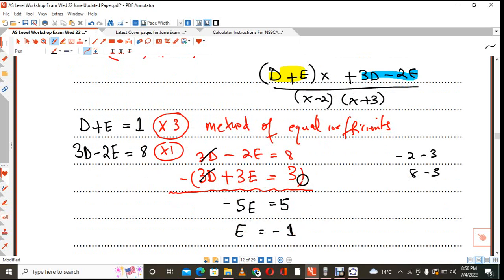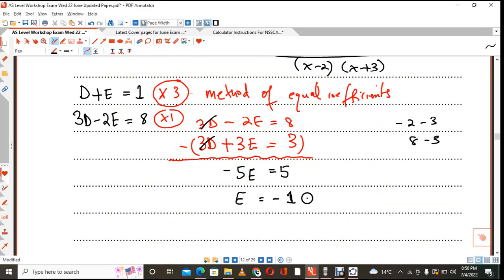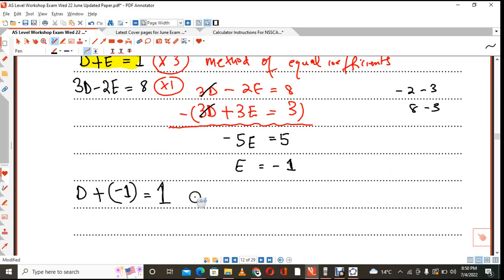So far, so good. So I'm going to go back all the way to my original equations. Doesn't matter which one you choose. I'm obviously going to choose this one in order for me to find the value of D. So that is D plus E, which is negative 1, equals to 1. Okay, right, so I think from there you see that D is equal to 2. So that's D minus 1 equals to 1, and D equals to 2.